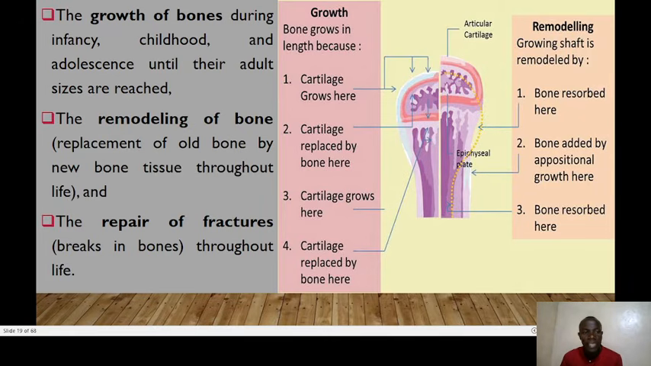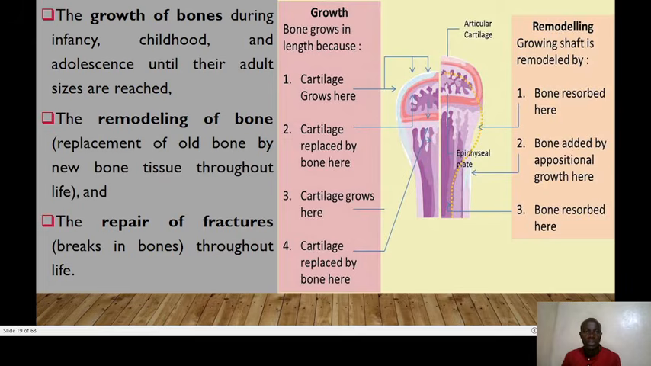And most of the time, it happens every 12 years. Lastly, we have the repair of fractures and breaks in bones throughout life. So those are the four principal situations when bone growth happens.